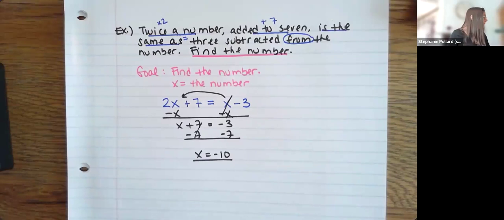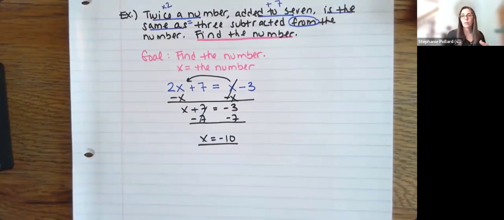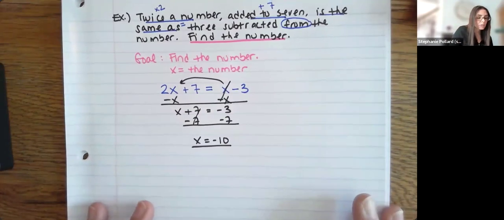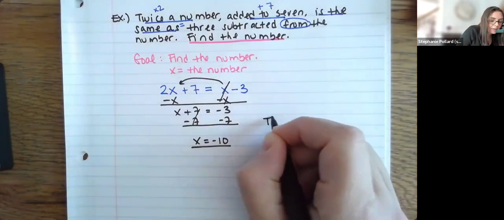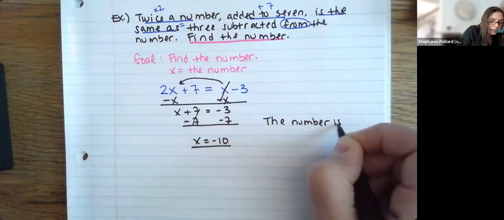Now, that would be my final answer. We do typically like to write our final answers in a sentence form when dealing with word problems. So I may want to write something like the number, right, because that's what I was looking for, is negative 10.